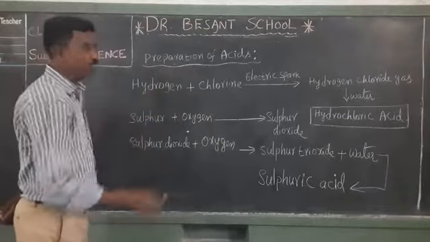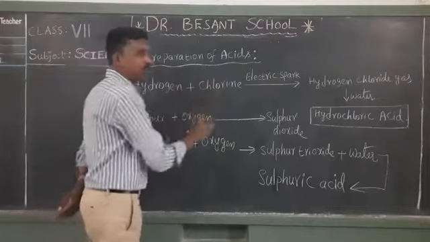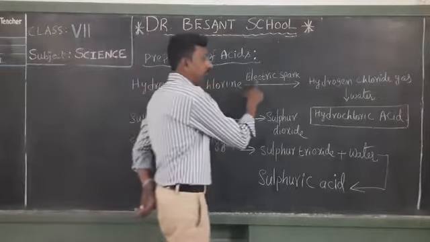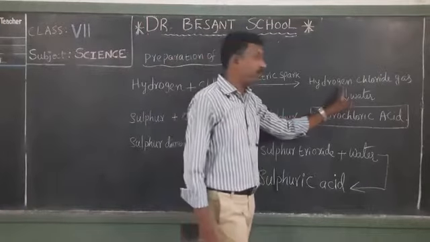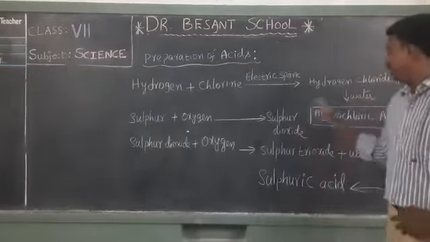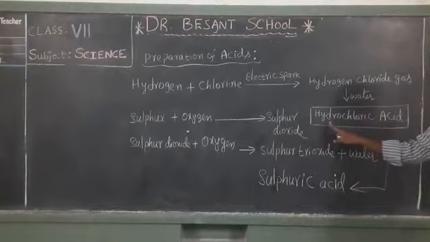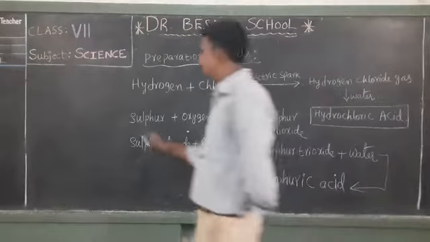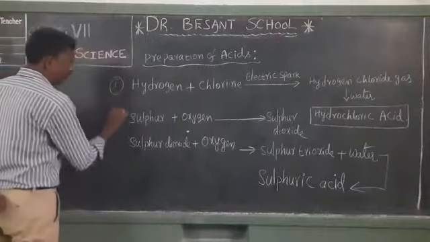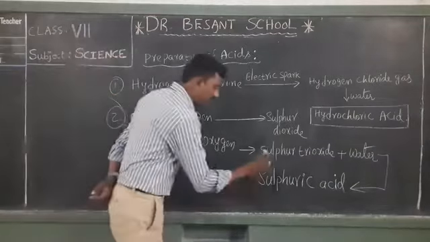Next we will go to the preparation of bases. Hydrogen, which is a gas, reacts with chlorine, which is a gas, under an electric spark and produces hydrogen chloride gas, and when it is dissolved in water, it changes to hydrochloric acid. And one more example we have discussed is the preparation of sulfuric acid, which is known as the king of chemicals.